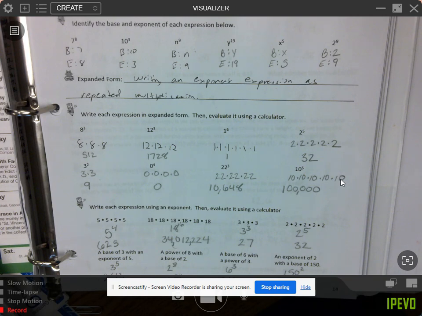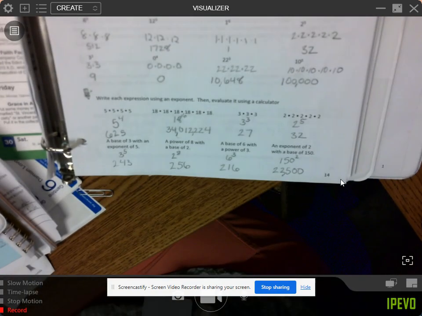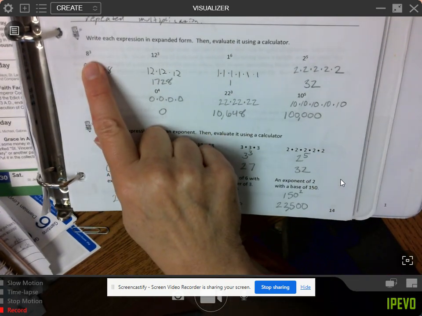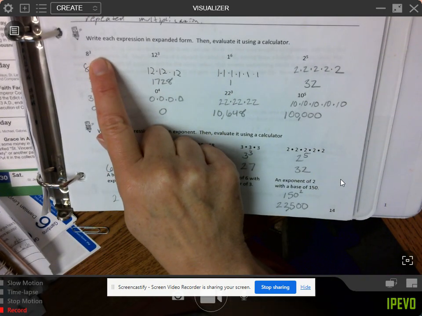All right. Next section is writing in expanded form. So when we write in expanded form, remember it is not 8 times 3.